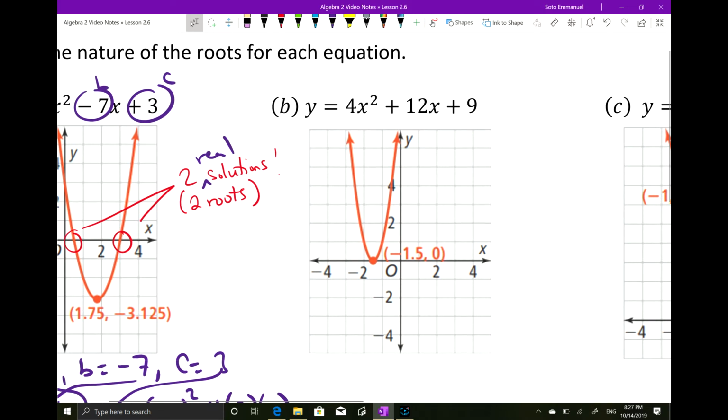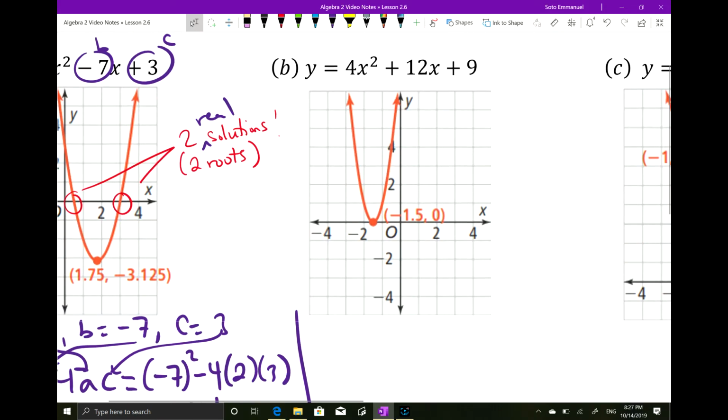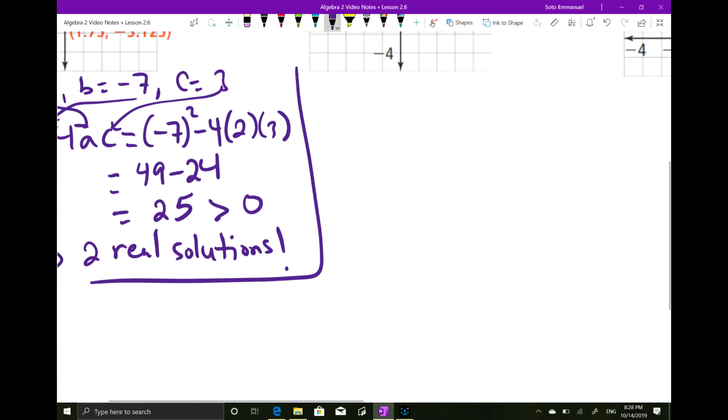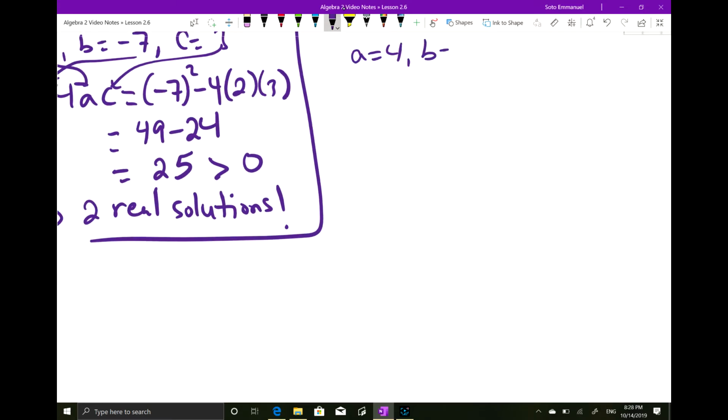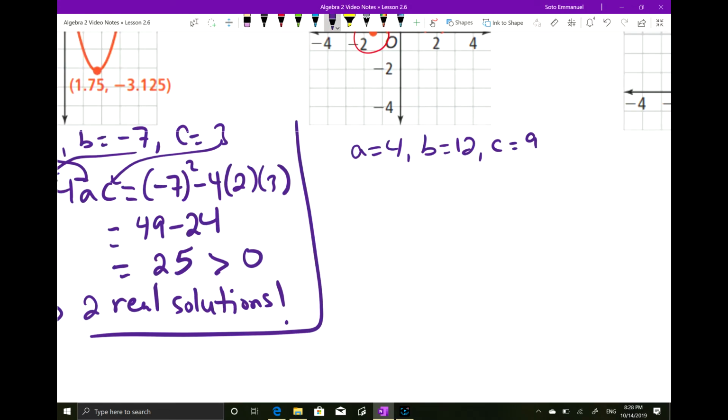Now, let's look at part B. If you look at the graph, it crosses the x-axis once. So this means you have one real solution. We'll say that you have one real root. Okay. So let's go ahead and do the discriminant. So this is A, B, and C. A is 4, B is 12, C was 9. So now let's plug it into the discriminant.